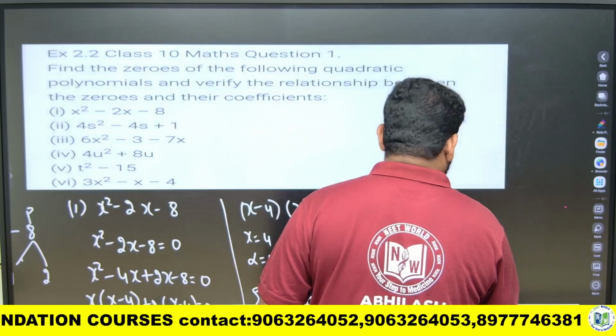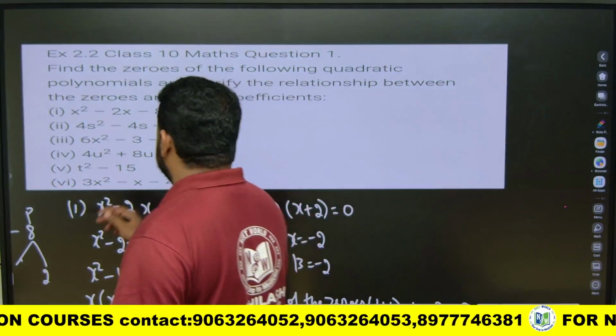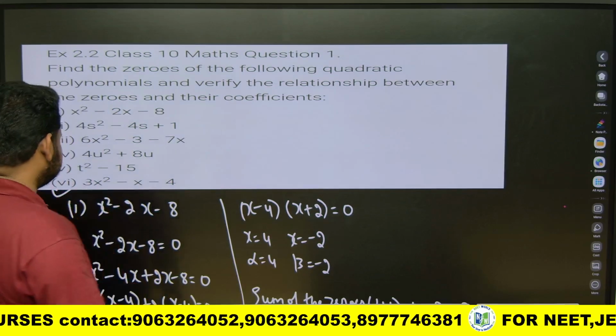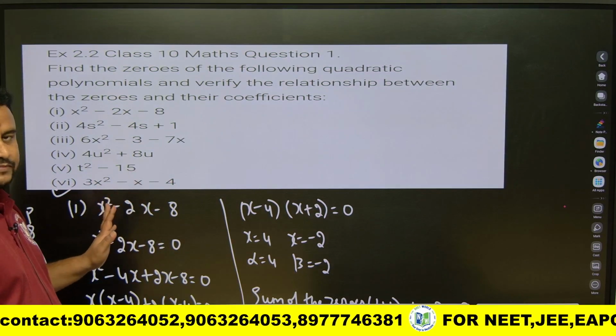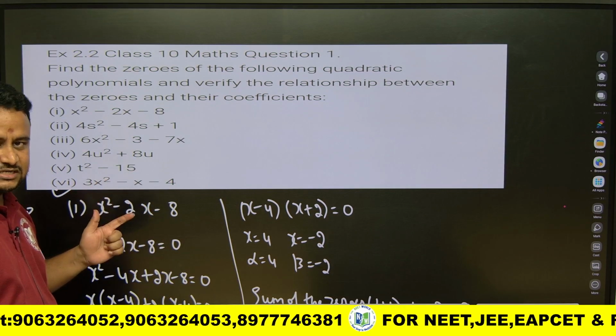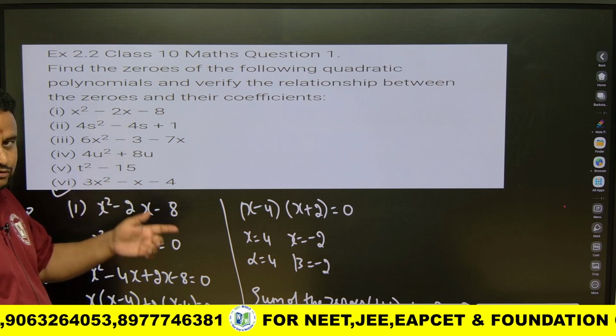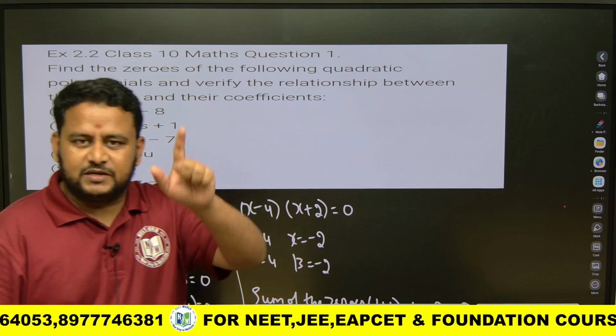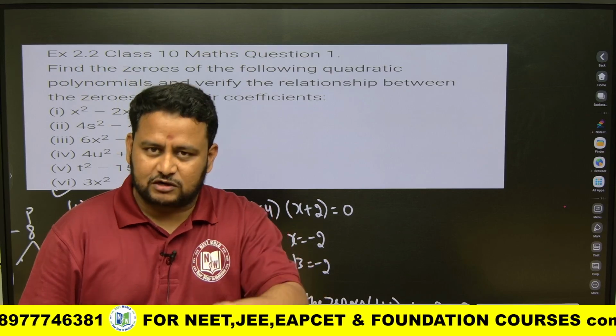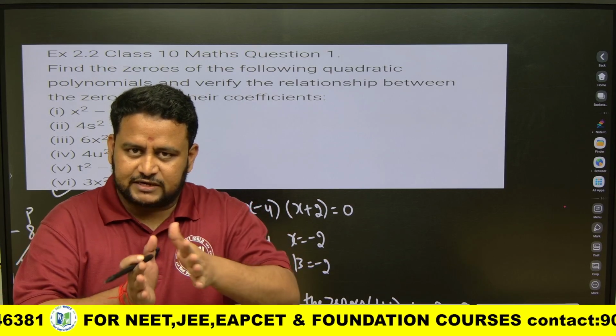So we have done 5 questions. There is one more question, the 6th question, that is 3x square minus x minus 4. I will solve this in the next class, but that doesn't mean that you have to sit simply. Please take down this question, 3x square minus x minus 4. Please find the zeros. Please find the sum of the zeros and product of the zeros by the direct method, then equate it to the standard form.